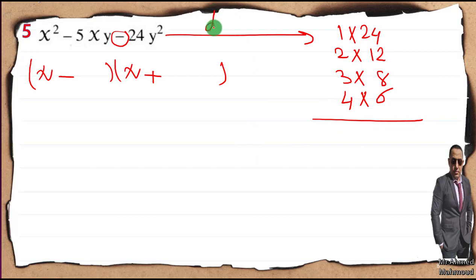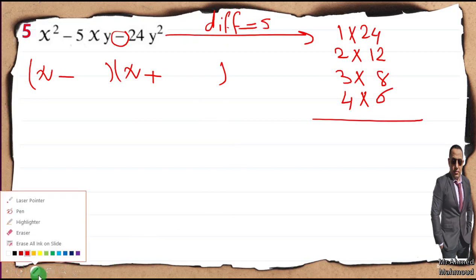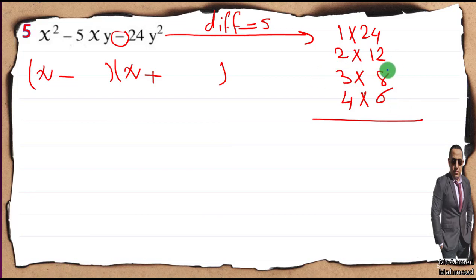I need two numbers whose difference equals 5. So I'm going to choose 3 and 8. 8 is the bigger factor, so it will go with the middle sign. Here this is negative, and this looks like the middle sign, so the big is here and the small is here. Because I have y² here, I'm going to write y and y. So the two brackets are x minus 8y and x plus 3y.